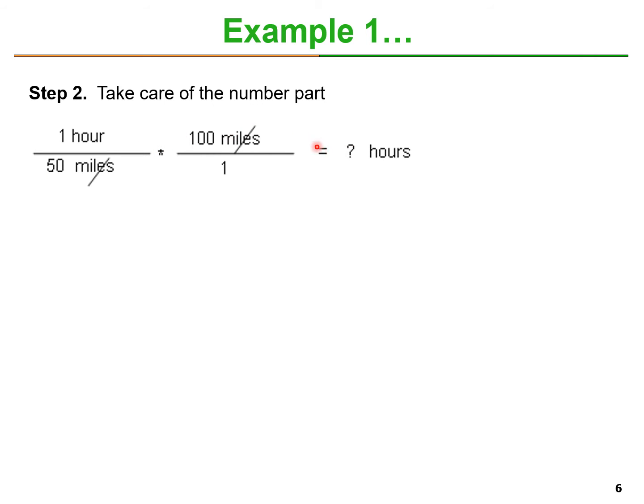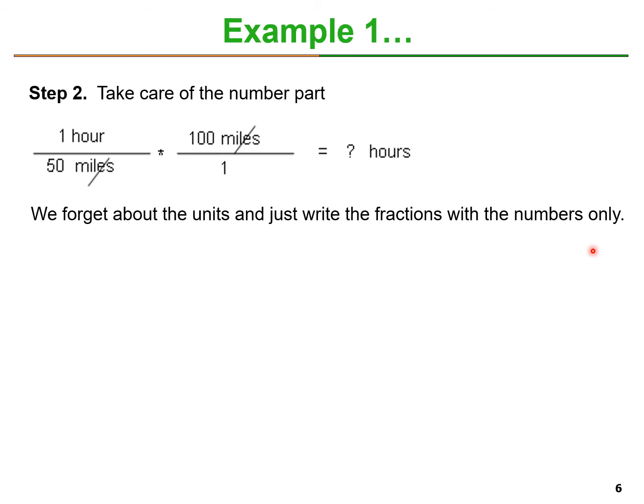This is just a repeat of what we ended up with on the last slide. We forget about the units and just write the fractions with the numbers only. So this fraction becomes 1 divided by 50, and then that's going to be multiplied by this fraction, which is 100 divided by 1. Remember, when we multiply fractions, we multiply the numerators, 1 times 100, and then we multiply the denominators, 50 times 1. 1 times 100 is 100, 50 times 1 is 50. 100 divided by 50 is equal to 2. So we don't leave our answers as fractions.